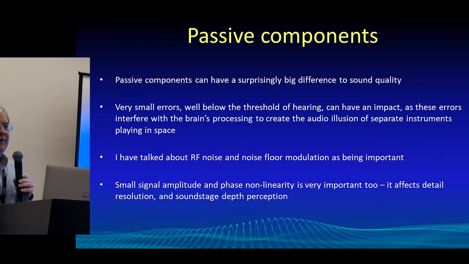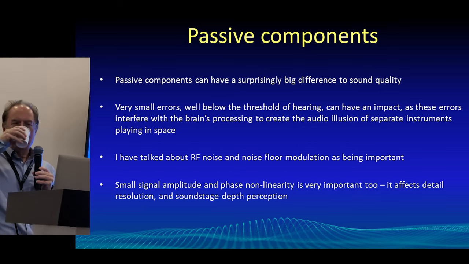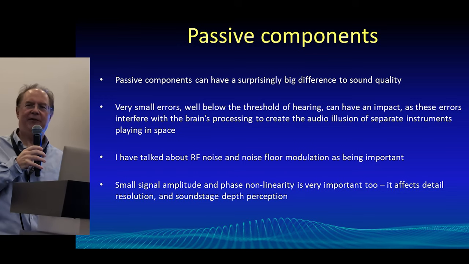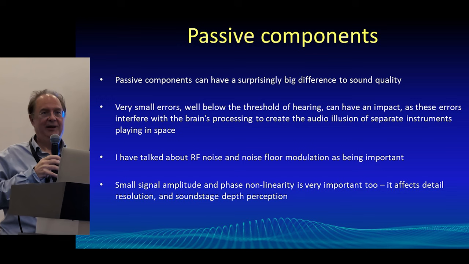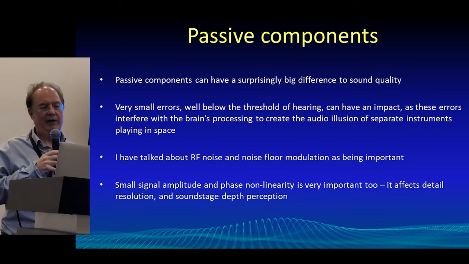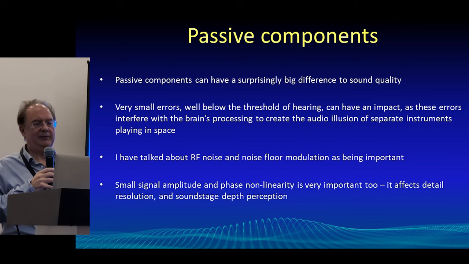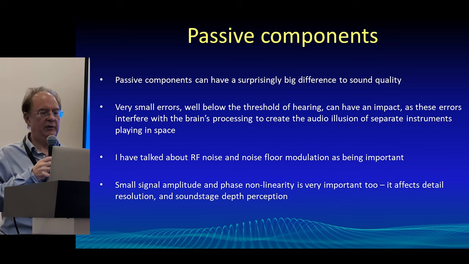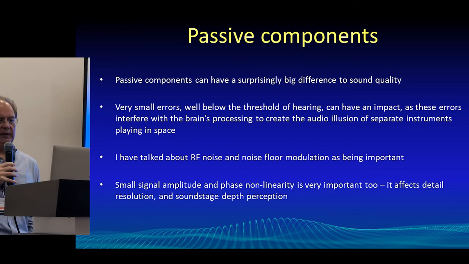So now we're entering into less contentious areas, passive components. I'm probably preaching to the converted here, because most people believe that passive components can make a difference to the sound quality. Particularly if you actually spend time listening. It's the people that never listen that think the passive components cannot possibly make a difference to the sound quality. Very small errors, well below the threshold of hearing, can have an impact that's audible. As I've talked about earlier, these errors interfere with the brain's processing. And it's this correlation, autocorrelation issue I was talking about. I've talked about RF noise and noise floor modulation being important.